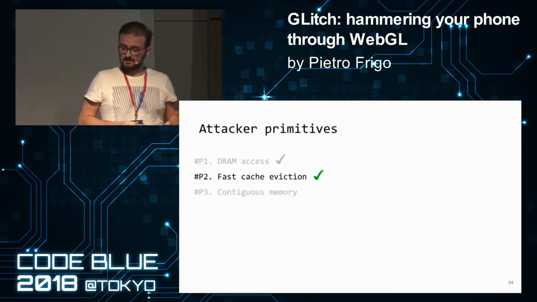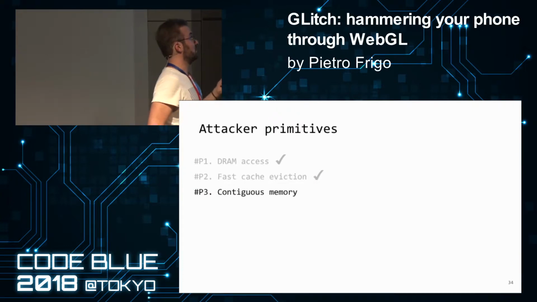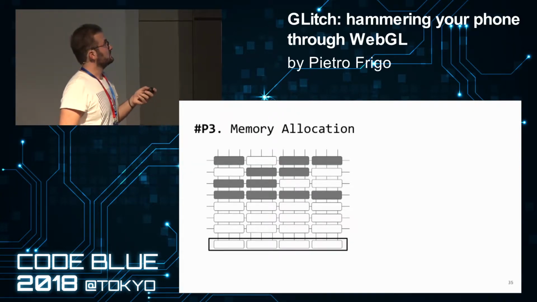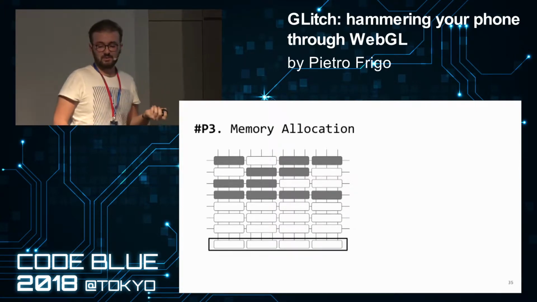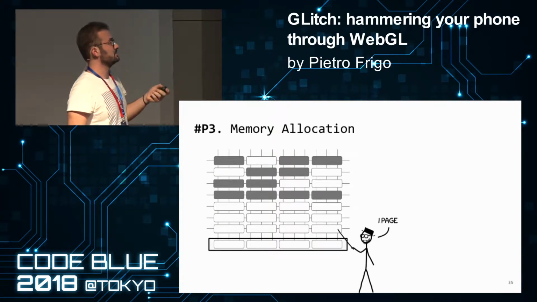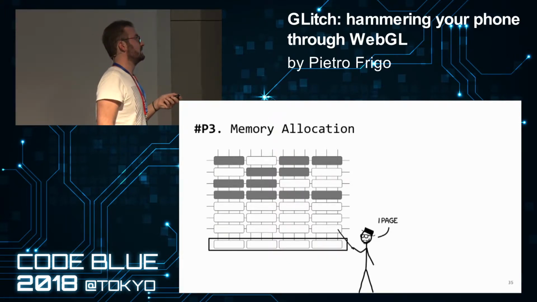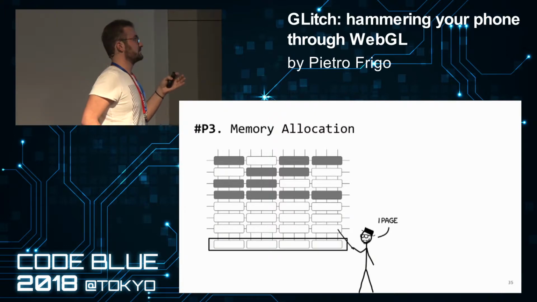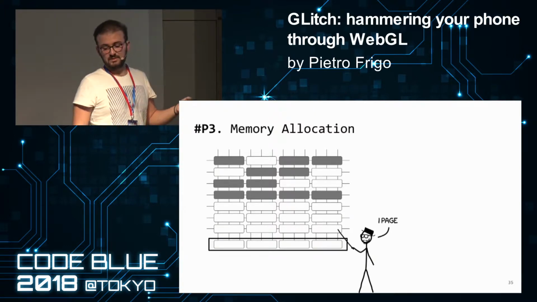And so the next step is trying to figure out how to get contiguous memory. And to do this, we first need to understand how the memory gets allocated. Now, here's a bit of a simplification. This is a page in memory, so it's 4 kilobytes. And this is not exactly how it looks in DRAM, but you have multiple pages in the same row usually.